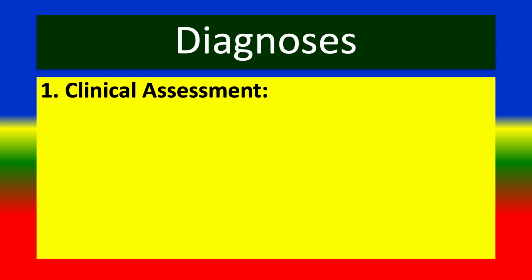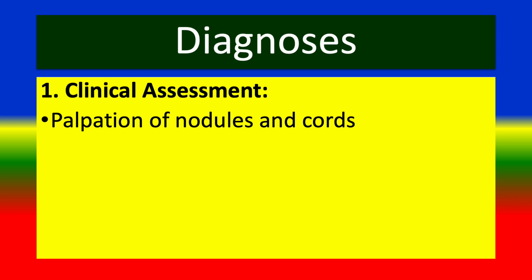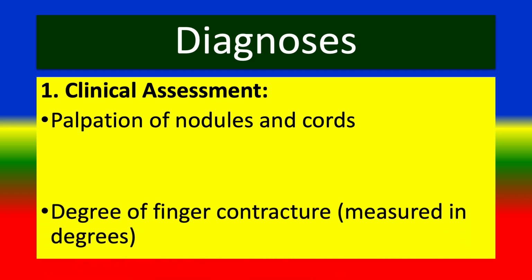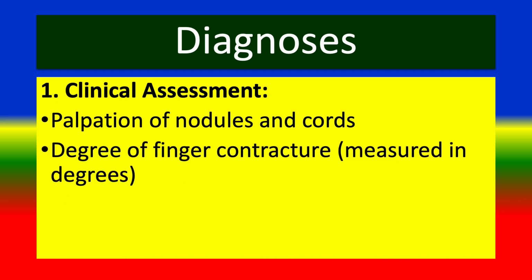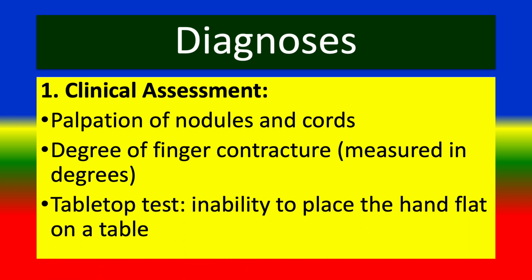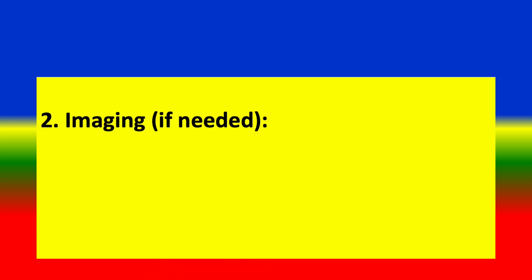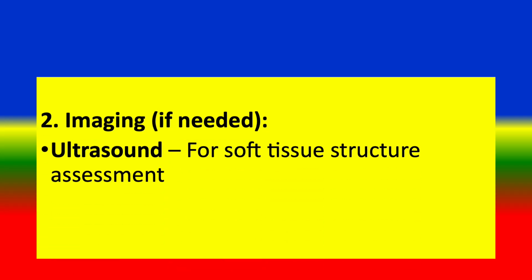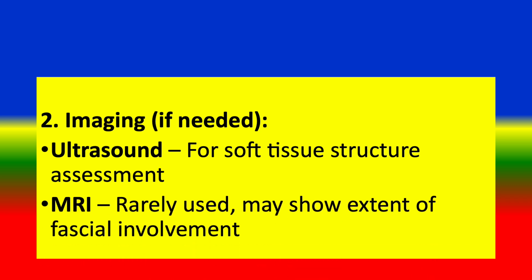Diagnosis. 1. Clinical assessment: palpation of nodules and cords, degree of finger contracture measured in degrees. Tabletop test: inability to place the hand flat on a table. 2. Imaging if needed: ultrasound for soft tissue structure assessment. MRI, rarely used, may show extent of fascial involvement.